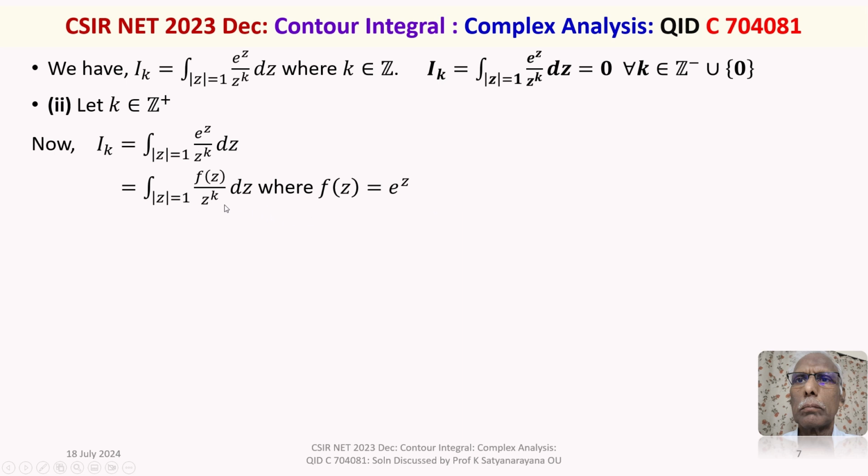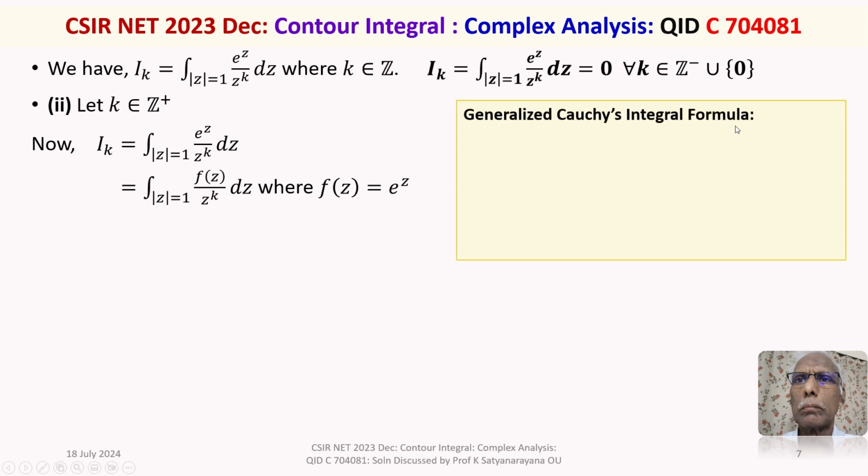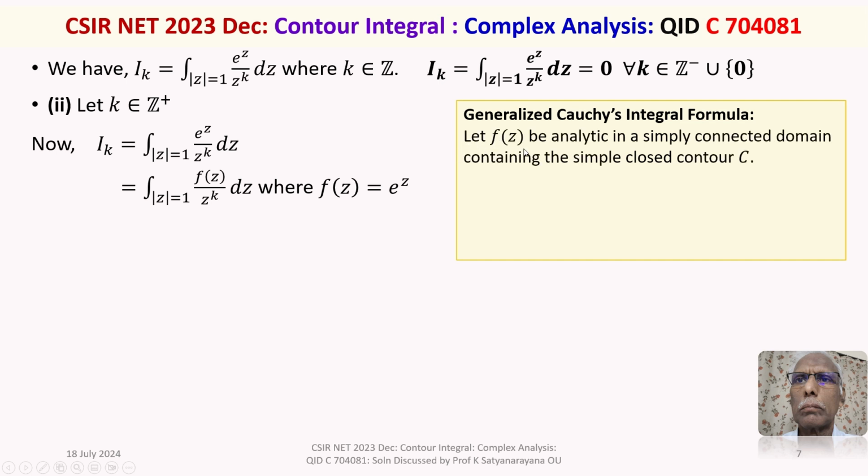Agreed. By looking at this one, we remember the famous Cauchy's integral formula for higher derivatives. So that is precisely the generalized Cauchy's integral formula. This formula says: let f(z) be analytic in a simply connected domain containing the simple closed contour C. The contour C is |z| = 1. It is analytic inside and on C, so this is the simply connected domain, and f(z) = e^z is an entire function.